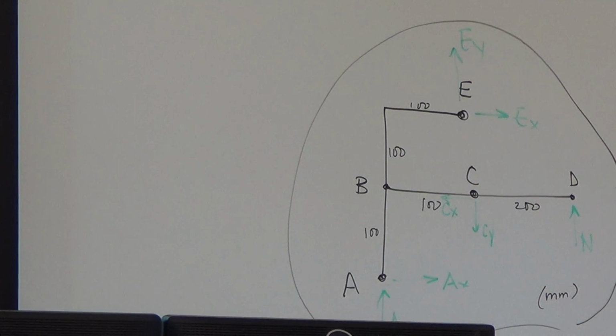But how many free body diagrams do we have drawn? We have 5. Did we need all 5 of them? No. How many do we need? You need at least 2. But I find it quicker to draw a free body diagram than do all the equations, so I don't mind drawing more free body diagrams than I need. We want to figure out AX, AY, BX and BY, EX and EY, and we're going to try to do the least amount of math as we can.